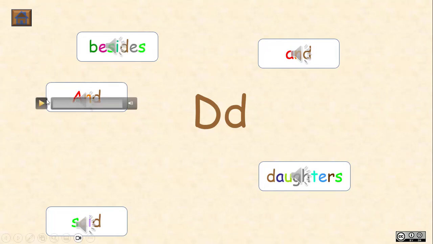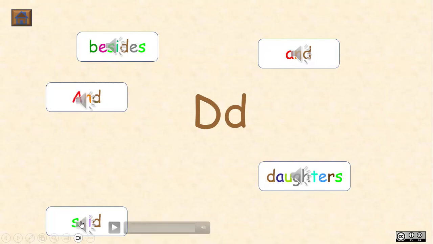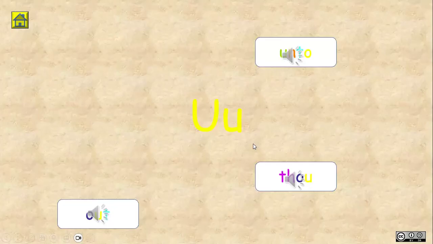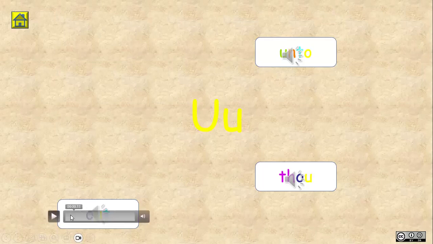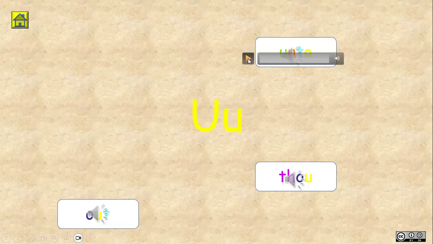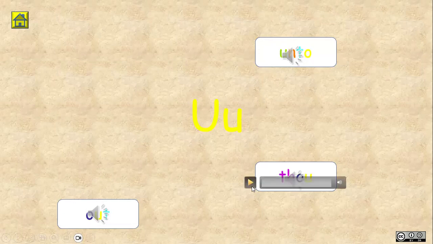Besides, and, let's see, let me do that twice, sorry. Said, and, daughters. And the oo page says oo, no matter what letter it's used, color is oo. Out, unto, thou.